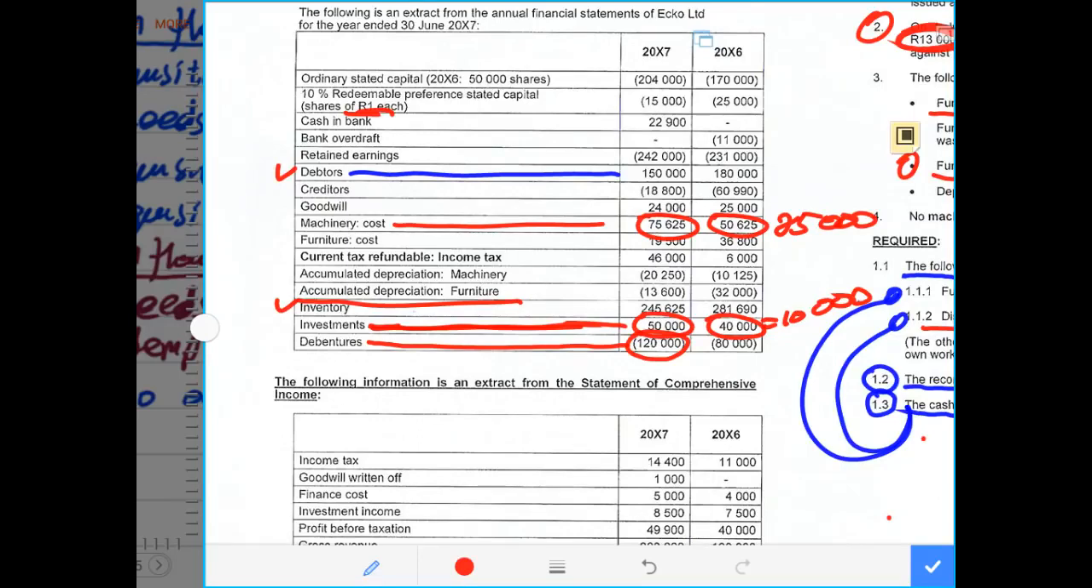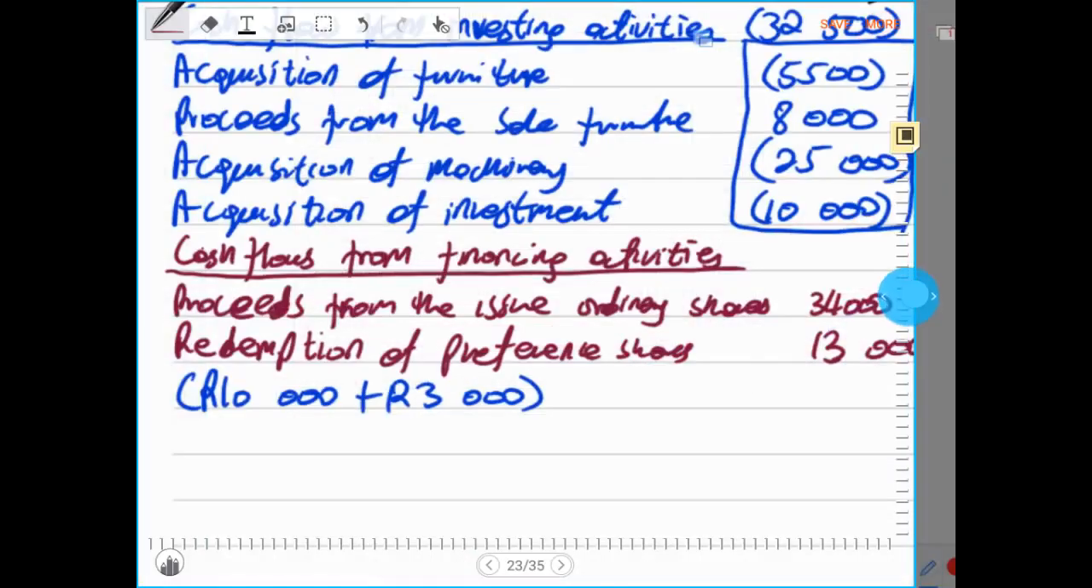That more money will be the difference between 80,000 and 120,000, because last year we already had debentures, but our debentures just increased by 40,000, which is 120,000 minus 80,000. That means 40,000 is money that was received in the current year because of the issue of debentures. So now that will be debentures acquired.